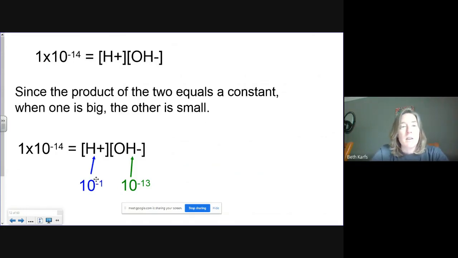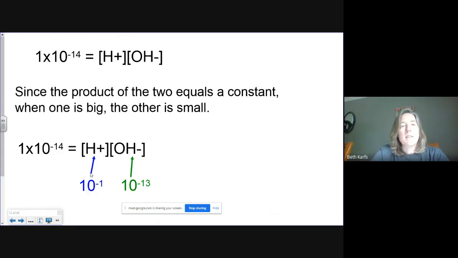So for example, if hydrogen ions had a concentration that was 1 times 10 to the negative 1, so that'd be like a 0.1 molar, then the hydroxide ion concentration would be the other part of that, so 1 times 10 to the negative 13. If you remember your exponents, when we're multiplying together two numbers that have exponents, we would add their exponents to multiply those powers of 10. So negative 1 plus negative 13 will give us negative 14. So those would go together.